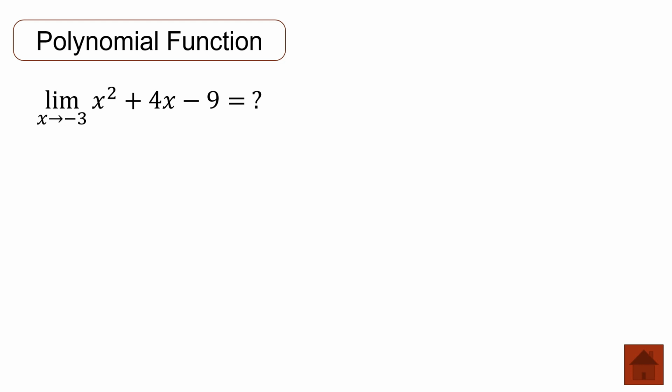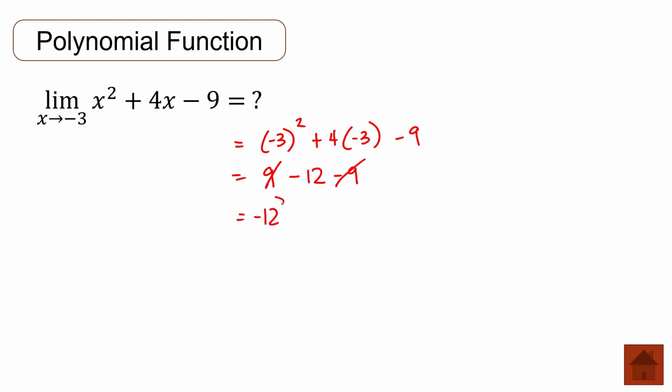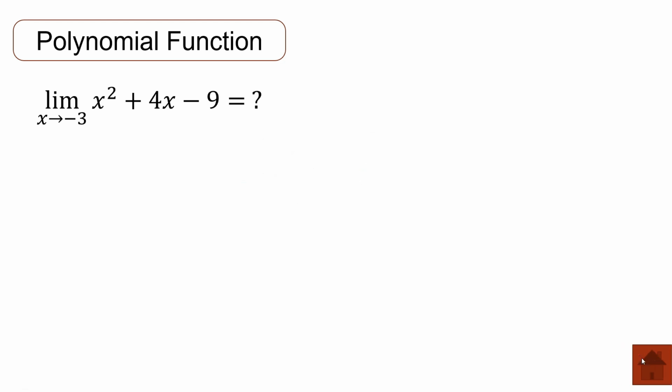So what you're going to do is simply substitute that negative 3 to x. So here, let's say negative 3 squared plus 4 times negative 3 minus 9. Negative 3 squared is 9. This is minus 12 and then minus 9. So you have a 9 minus 9 which is equal to 0. The answer will be negative 12. So that's for a polynomial function.